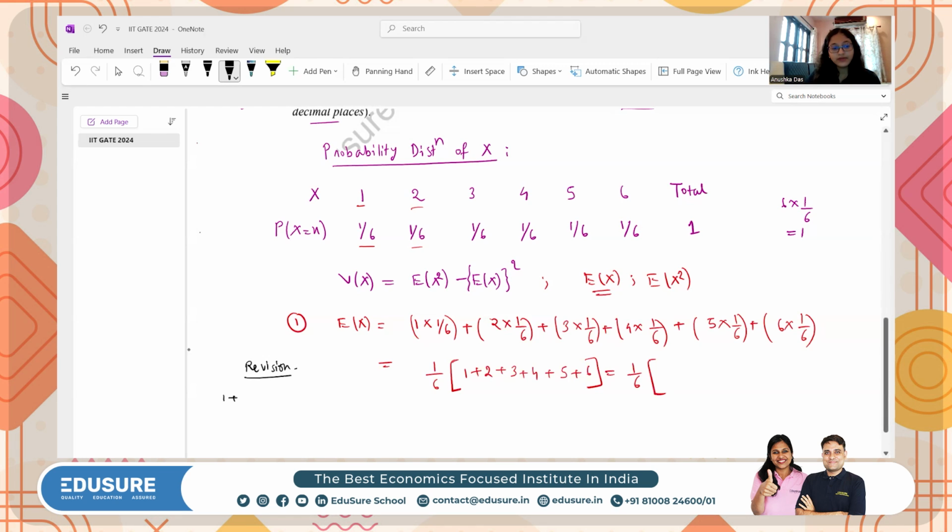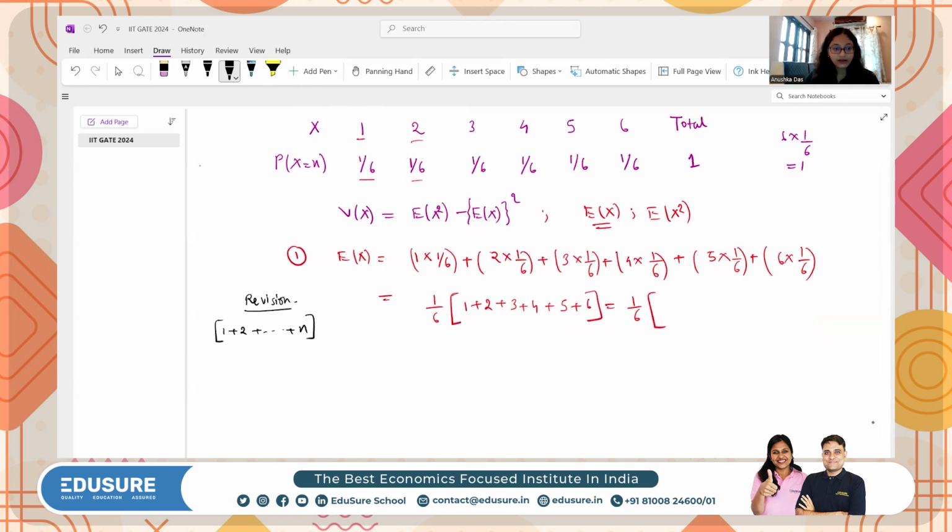So 1 plus 2 plus up to n. If you want to find this term, what will that be? It will be n into n plus 1 by 2, right? The sum of first n natural numbers is n into n plus 1 by 2. And we will be doing that for sure.